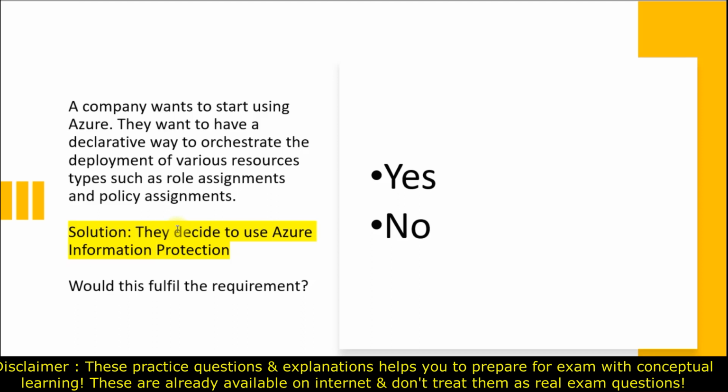So on the basis of classification like C1, C2, C3, C4, we have many kinds of classification. It all depends on the organization how they classify those documents and emails. So that is used for protection of your documents and emails. But in this question, they are asking that they want a declarative way to orchestrate the deployment of various resource types, such as role assignment and policy assignment. That is the task of Azure Blueprint.